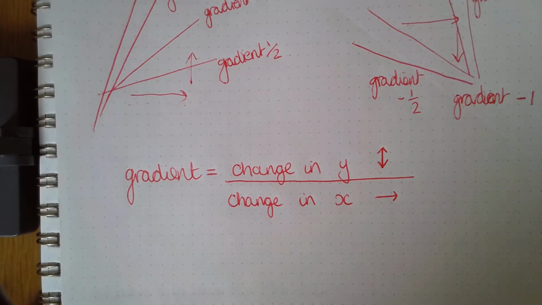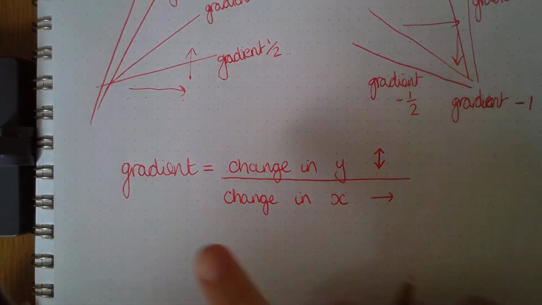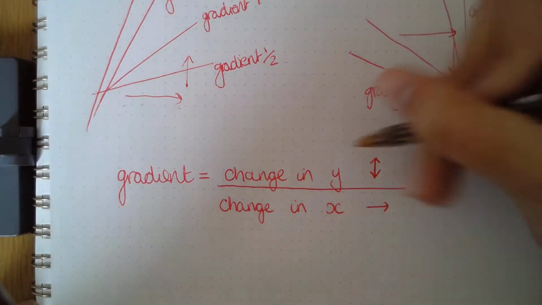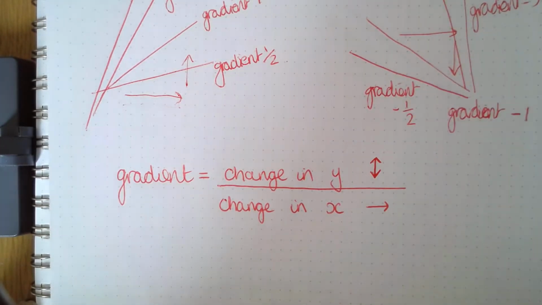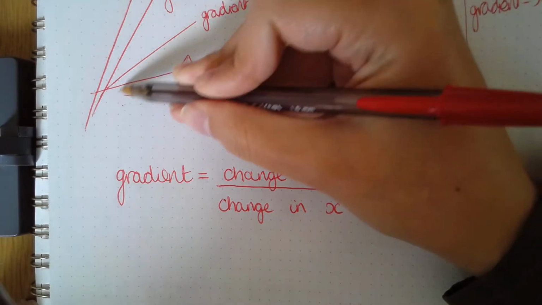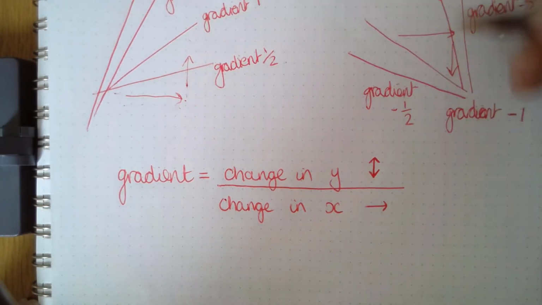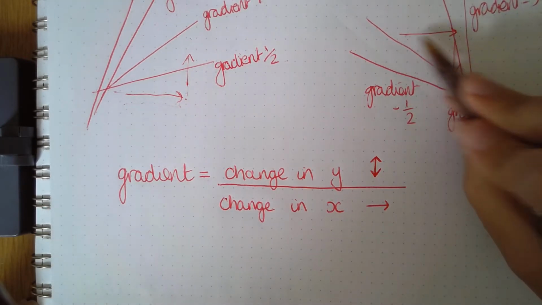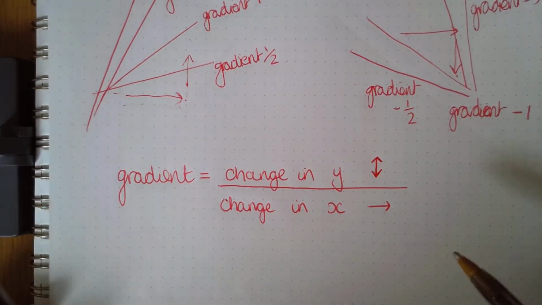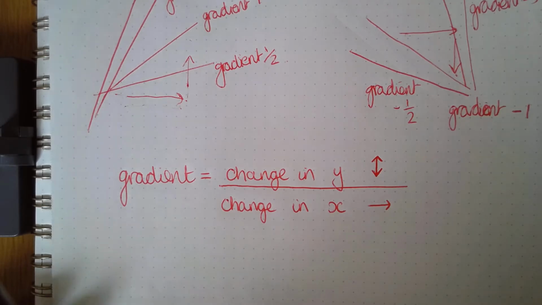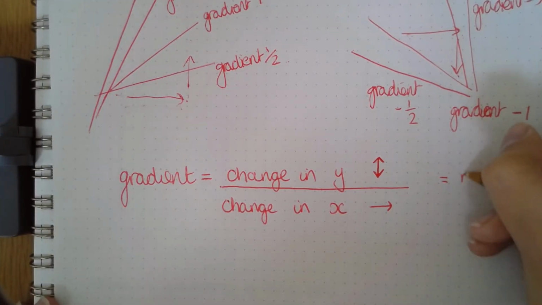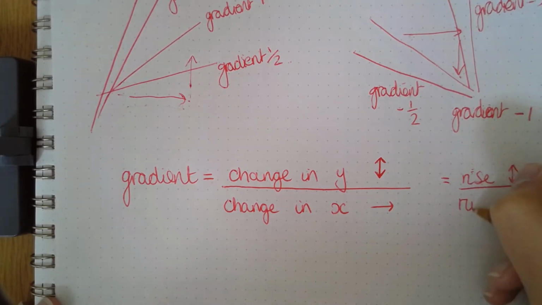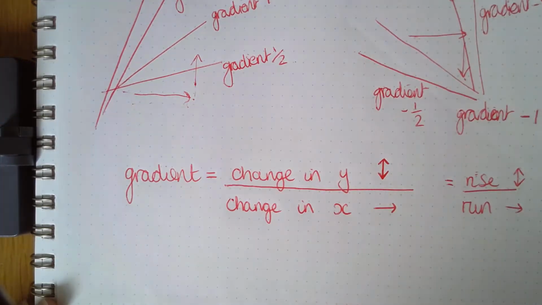I'm going to talk you through a couple of examples, but I would write this down. You don't need to put the arrows, but it helps you remember. The reason this has two different directions is because as we go to the right, we might go up, or as we go to the right, we might go down. But with the x, we always measure how long we go right. So it's the change in y over the change in x, and some people might say rise, which means up or down, over run, which means along to the right.